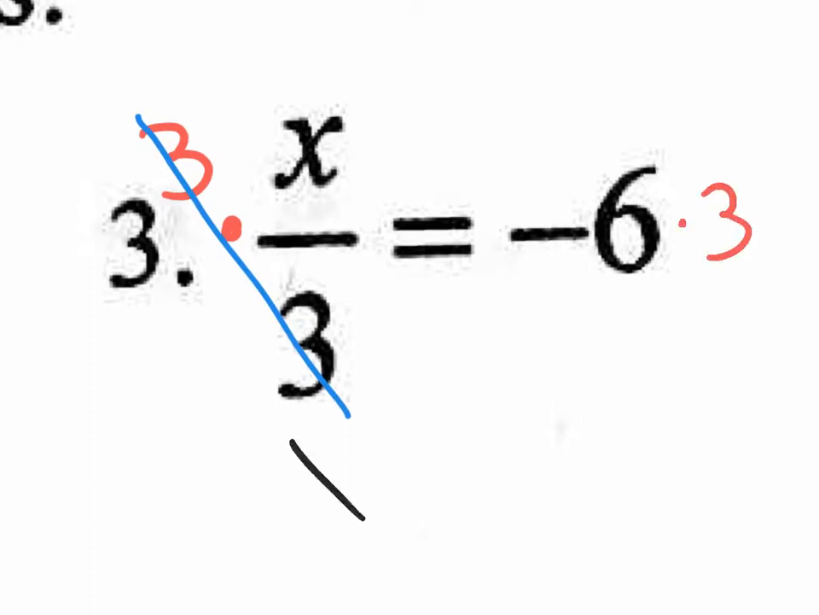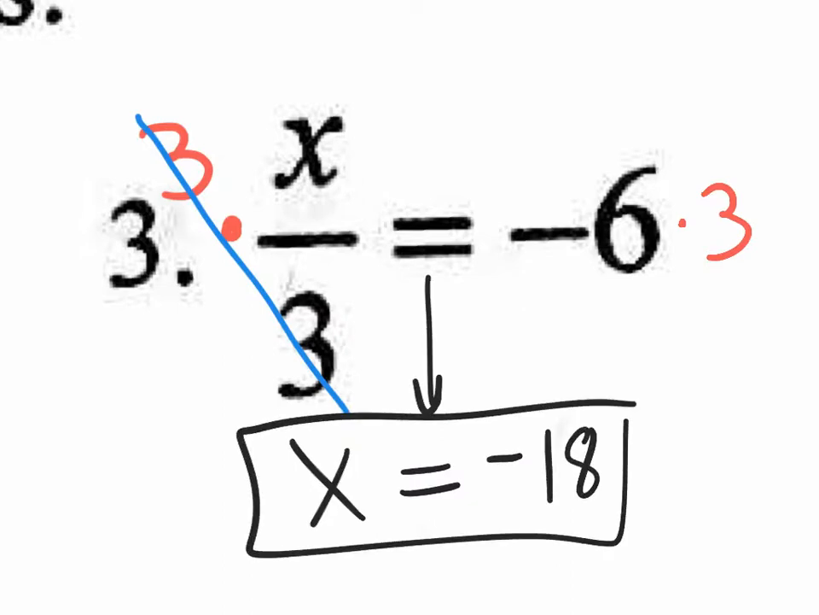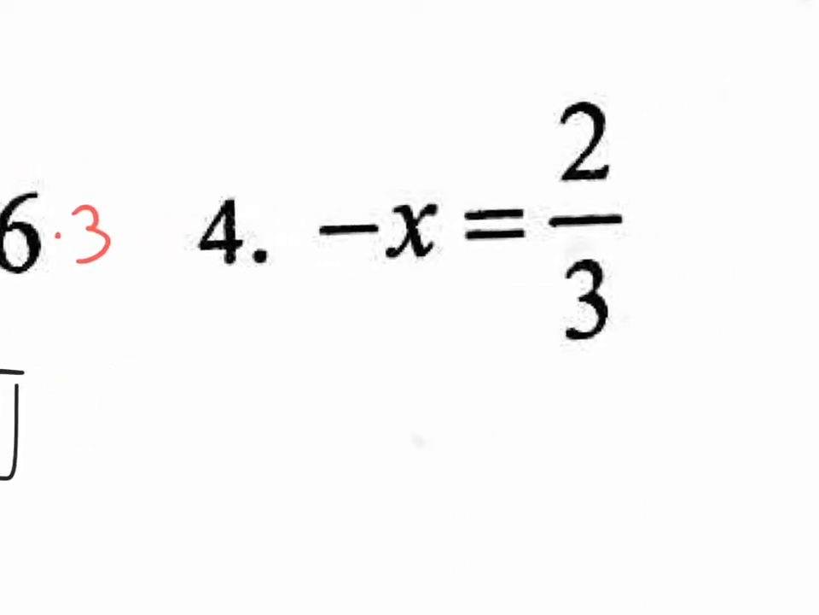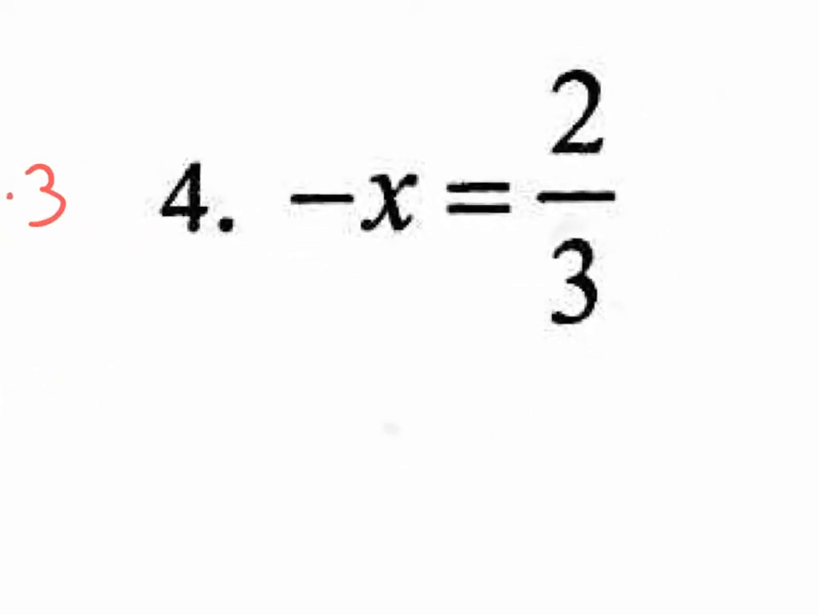So what do we have? On the left side, we have x. The equal sign comes down. And of course, negative 6 times positive 3, that's negative 18. That's your answer right there, guys. X equals negative 18. Number 4, this one's so easy that some people get confused. Now, what's my goal? What do I want by itself? X. Here's x. It's almost by itself. It's just a negative x, and I don't want a negative x. I want it to be a positive x. So how do I change that negative to a positive?